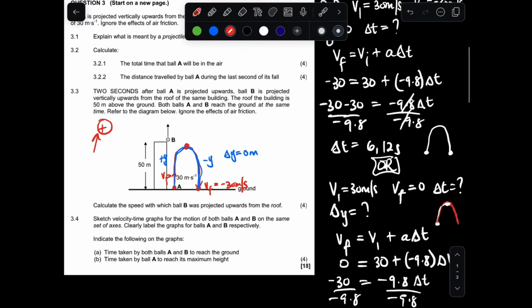Now guys, let's go to 3.2.2. It says the distance traveled by ball A during the last second of its fall.